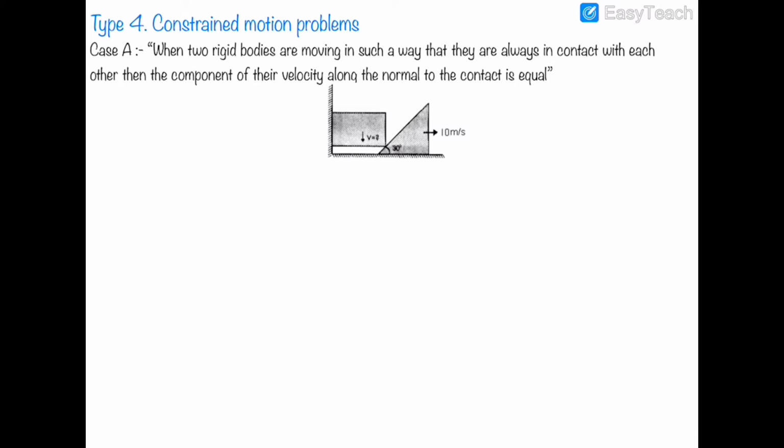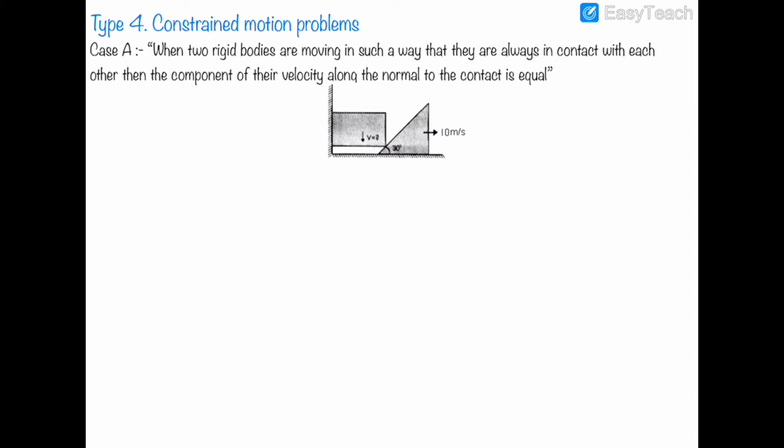So step 1 is that you have to identify the direction of the net velocities of the two blocks. Here in this question the directions are given, but in most of the questions you have to identify the direction of velocities. This velocity is given to us as 10 meters per second, and we have to identify the direction of the motion of this rectangular block.